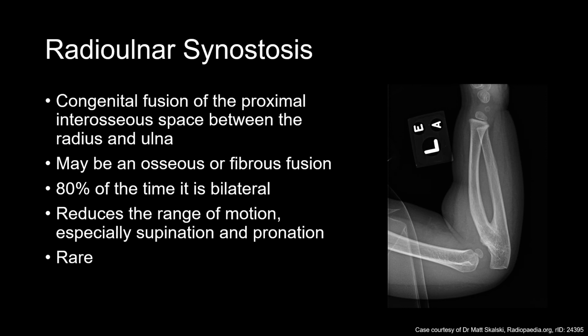Radial ulnar synostosis is where the proximal aspects of the radius and the ulna are fused, reducing pronation and supination of the forearm. It is often bilateral and is rare.